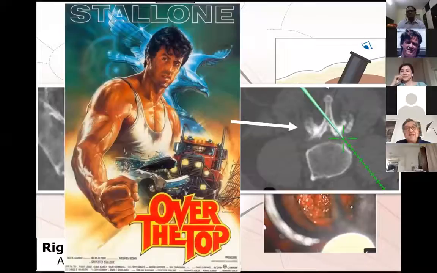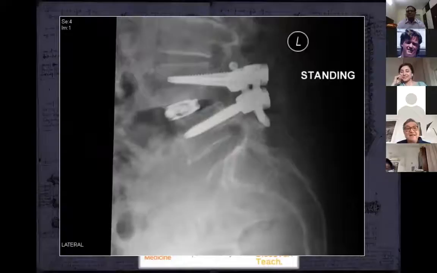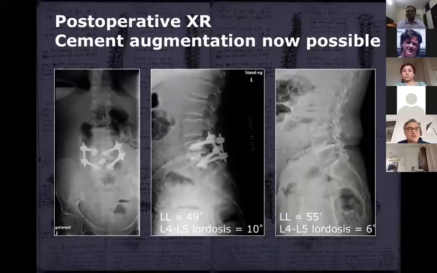So then finally, we get a scan. Once everything has been inserted, we get a scan to make sure that the screws are fine and then the rods are being placed. You can also get a reduction of the spondylolisthesis if you want. In this case, we didn't do that, but there are other things you can do now.